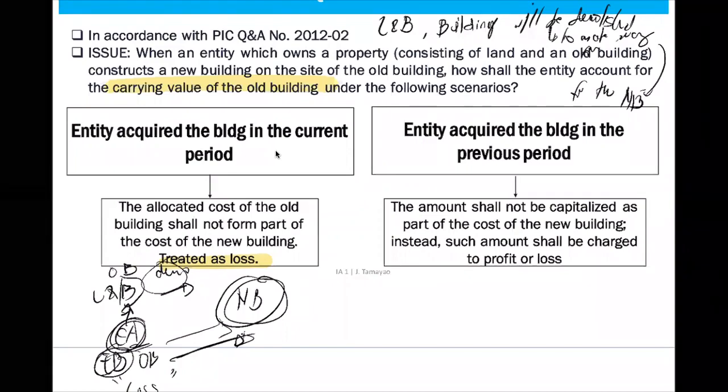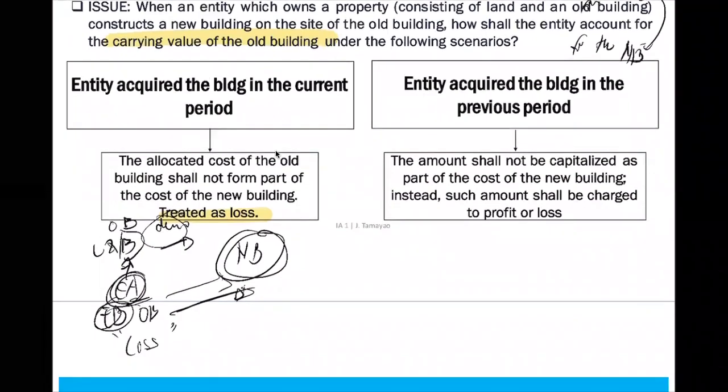This was a problem kasi because they thought that the carrying amount of the old building should be included on the cost of the new building. But the answer is no, because the economic benefits on your old building will never transfer to your new building because they are different assets. Since you will remove now your old building, in short, your economic benefits on that old building will already cease. Whatever is the amount remaining must be treated as a loss.